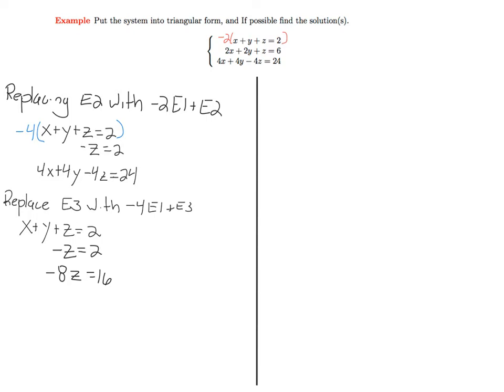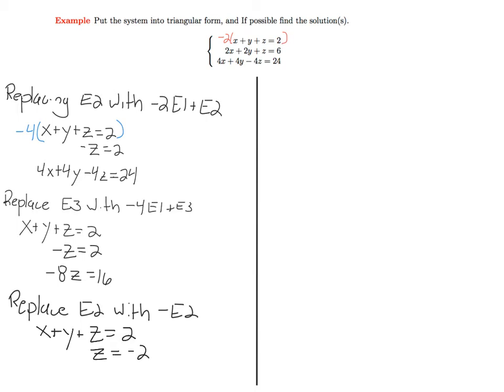But let's go ahead and make the leading term in equation 2 have a coefficient of 1. So I'm going to get that by multiplying equation 2 by minus 1. And so that's going to give me equation 1, x plus y plus z is equal to 2. Equation 2 now becomes z is equal to minus 2 when I multiply that equation by minus 1. And equation 3 is 8z equals 16. And we're not quite done.